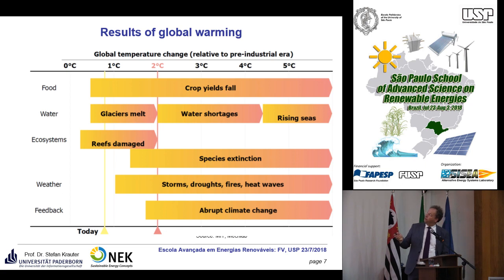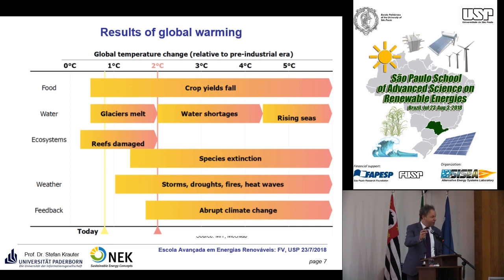What we already observe, for example in the United States, is that crop yields fall due to shortage of water. Also very obvious is that all the glaciers are melting, no matter whether in the Alps or at the North or South Pole. We also observe water shortages in Northern Africa and sometimes down in Brazil. So this is also related to long-term climate change. And at the end, if all the ice melts, we will have rising seas, which will happen not now but later.